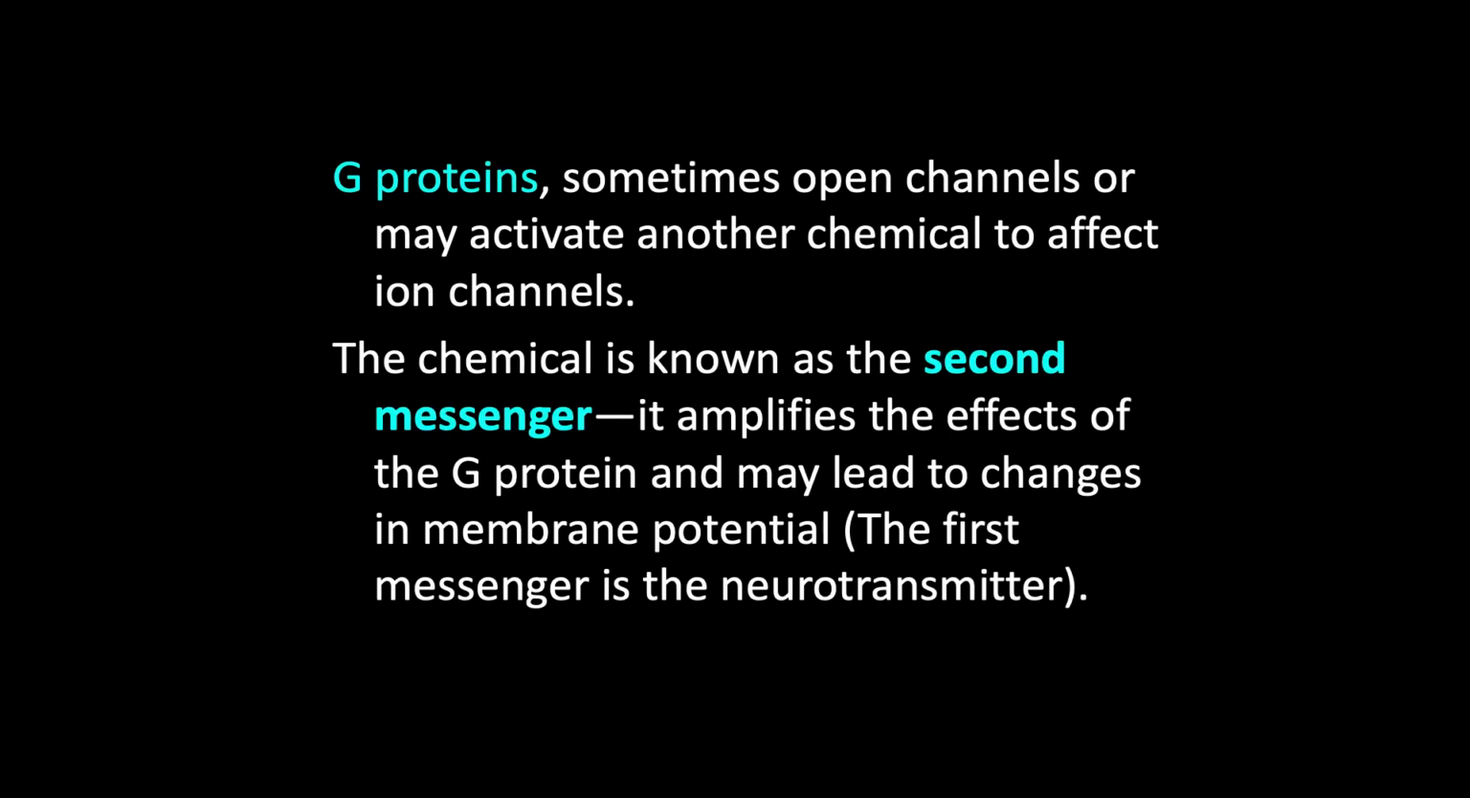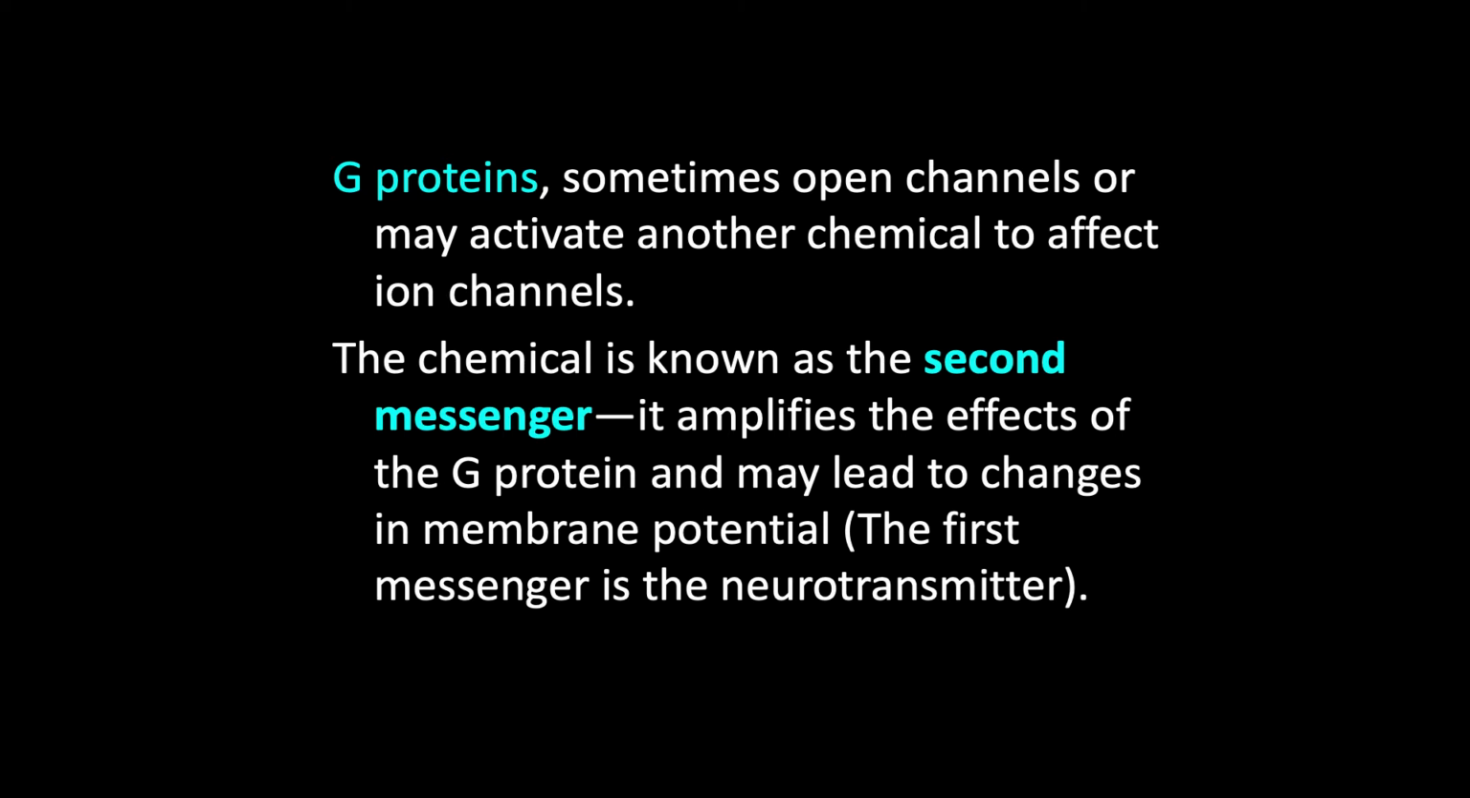G proteins sometimes open channels, or they can lead to the opening of ion channels that are surrounding it, or they may activate other chemicals to affect ion channels. In addition, the intracellular signaling cascades can produce a wide array of effects. They can lead to changes in transcription, translation of other proteins. In the case of dopamine neurons, this is typically done by a protein known as DARPP-32, which is what Paul Greengard won the Nobel Prize for.